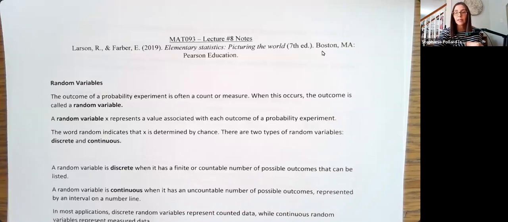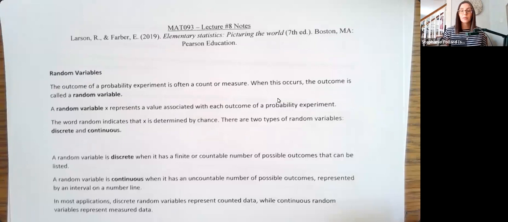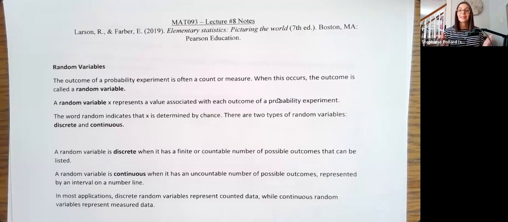There are two types of random variables, discrete and continuous. So a random variable is discrete when it has a finite or countable number of possible outcomes that can be listed. The idea here of listing things is actually really important. So for instance, if my possible x values, like in the example I did for flipping a coin, could be 0 tails, 1 tail, 2 tails, 3 tails, and so on, those values tend to be all whole numbers, and we can actually list them all out.